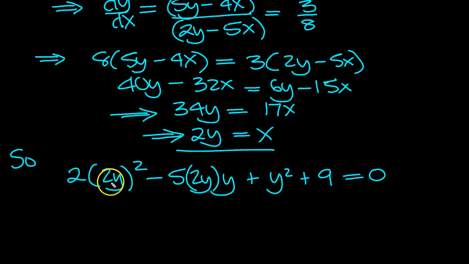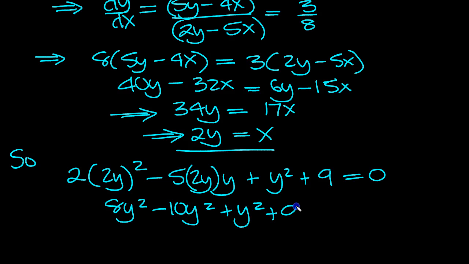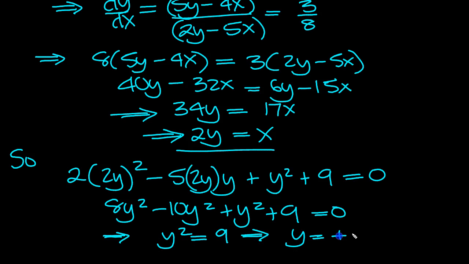So it looks like we're going to get a quadratic here. 4 times 2 is 8y squared. Minus 10y squared. Plus another y squared plus 9. 8 plus 1 is 9, minus 10 is minus y squared. Move that over here, and we get y squared equals 9, and I've written it down from right to left. So that tells us that y is equal to plus 3 or minus 3.